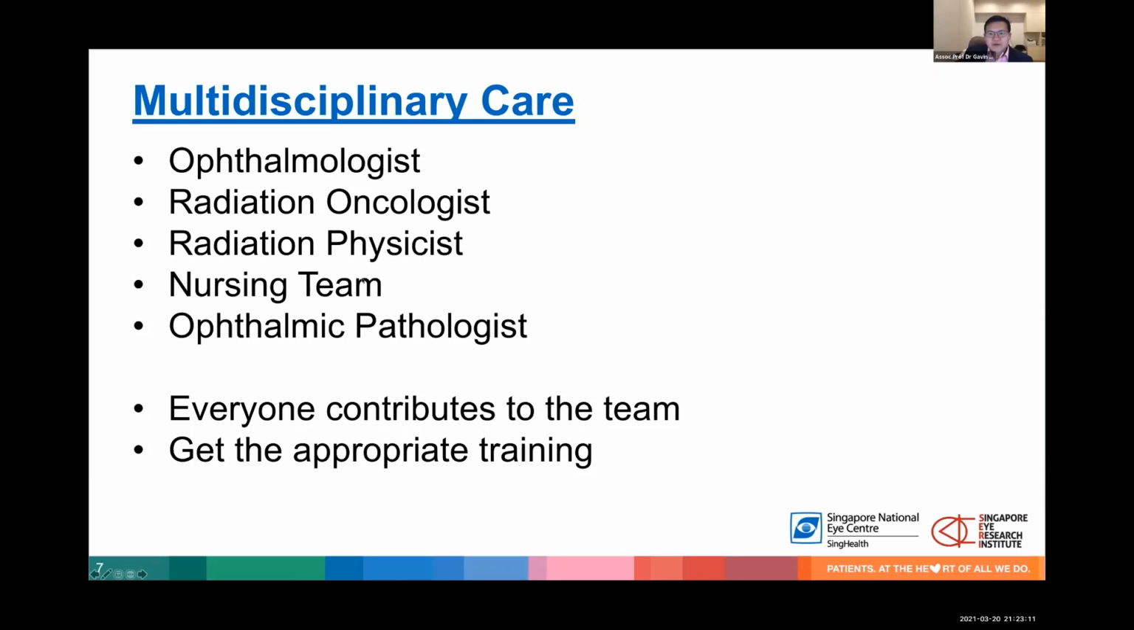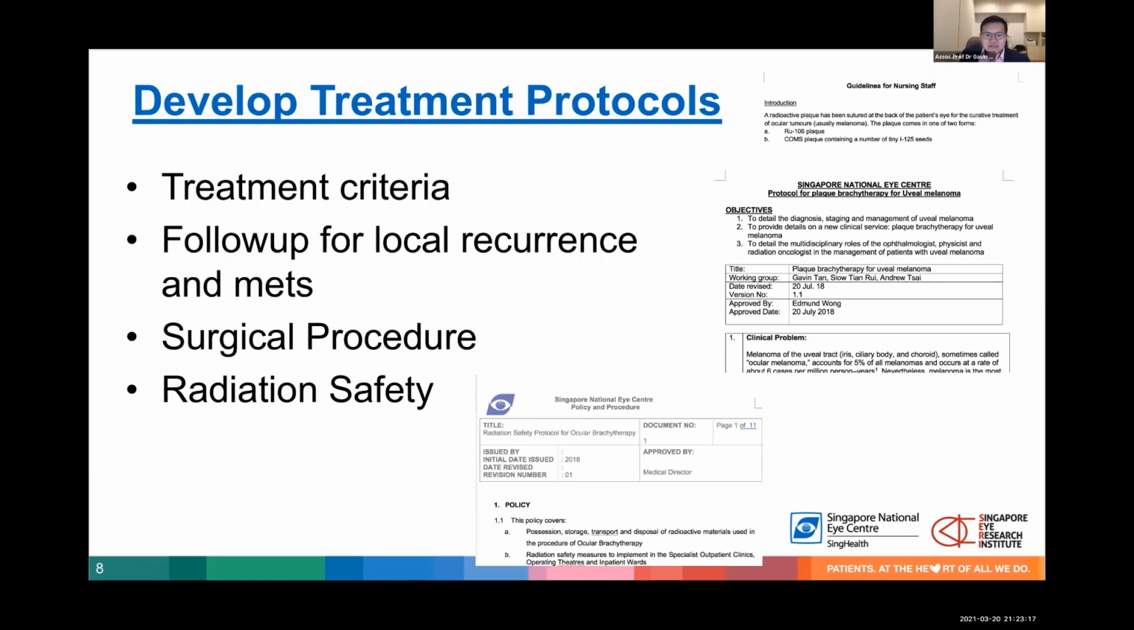So in our experience, once we set our minds to set up this service, we got buy-in from our administrative people and our funders. Then we went along, we did set up some additional training. We had a training trip, at the time to Spain, which Ziegler helped us arrange at Transmedic as well. And then from there, we developed our own treatment protocols that gave us treatment criteria, follow-up protocols, protocols for the surgery as well as for radiation safety.